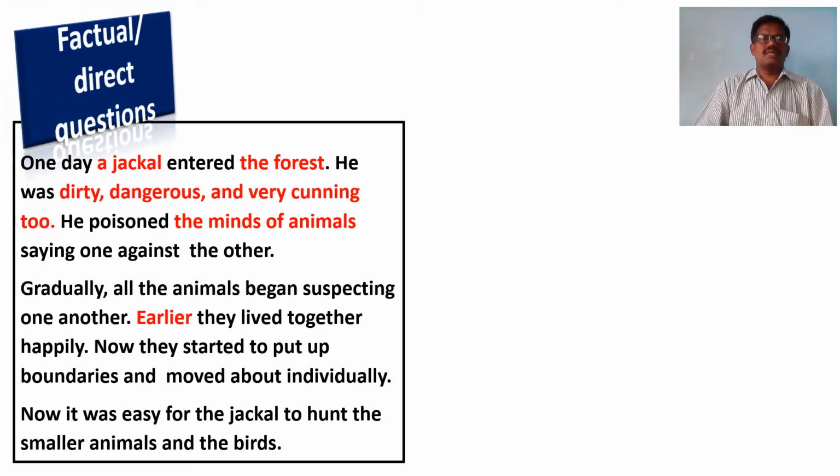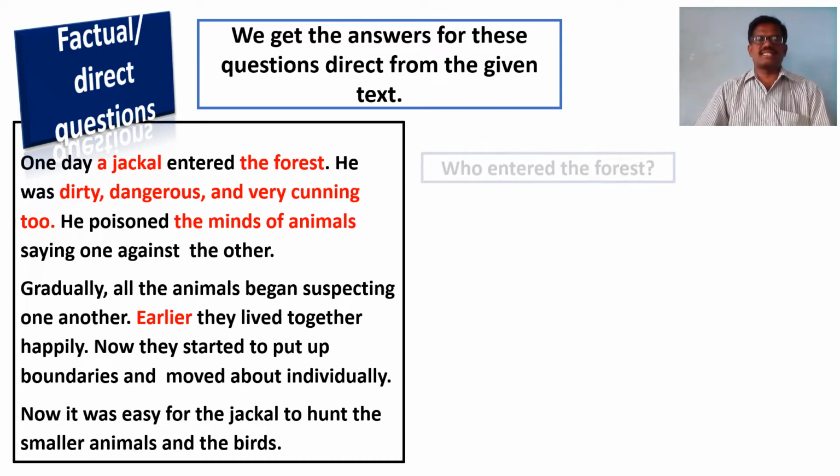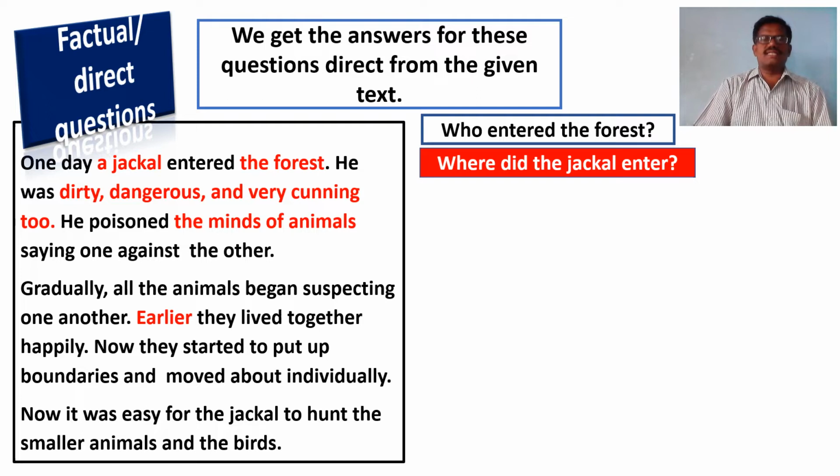Now let us have another type of question, that is factual or direct question. We get the answers for these questions direct from the given text. Example: who entered the forest? The answer is a jackal. Here we get the answer for this question direct from the text. Where did the jackal enter? The answer is the forest. Here also the answer for this question we can get direct from the given text.